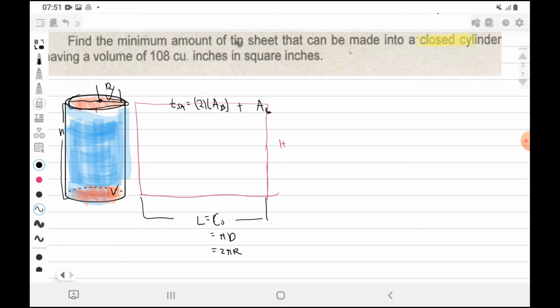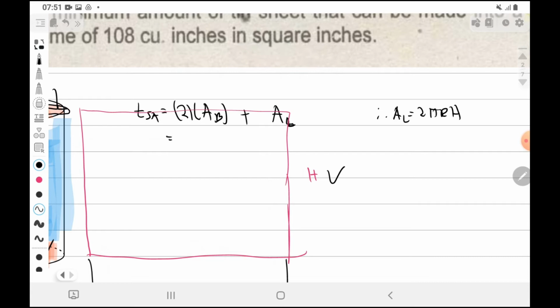So ano din ang area ng L natin? So therefore I may say that my AL is equal to 2 pi r multiplied by h, o yung height ng ating cylinder. So therefore from here, yung TSA natin will be 2 multiplied by the area of the base, which is a circle, is pi r squared, tama? Plus yung area ng ating lateral, which is a rectangle, will be 2 pi rh, right? So from here, we can say that TSA can be minimized by either the parameter of the height or the parameter of the radius, or the radius na lang.